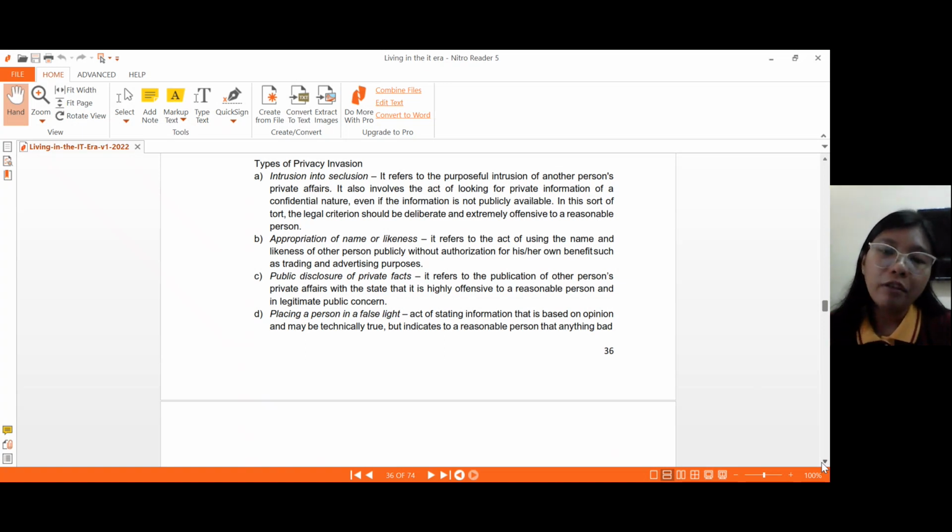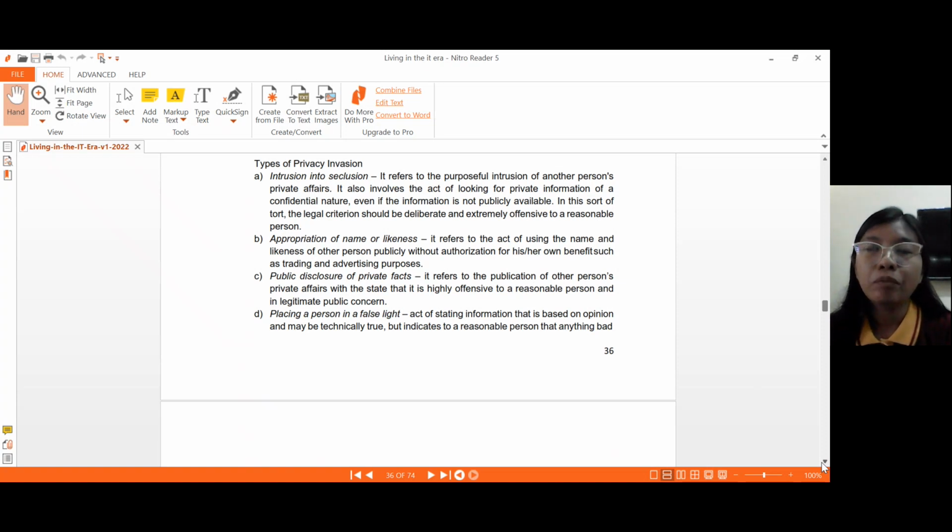Okay, so third type of privacy invasion here, we have public disclosure of private facts. It refers to the publication of other person's private affairs, with the state that it is highly offensive to a reasonable person and not in legitimate public concern. Okay. It has a similarity with letter A, intrusion into seclusion, pero may karagdagang offense pa dito sa public disclosure. Bukod sa sinilip mo na nga yung data niya na hindi mo dapat silipin, ipinagkalat mo pa.